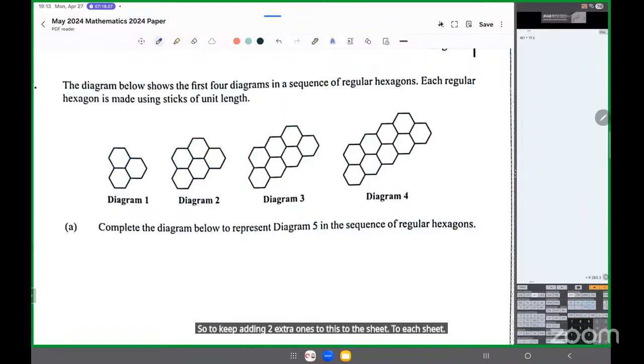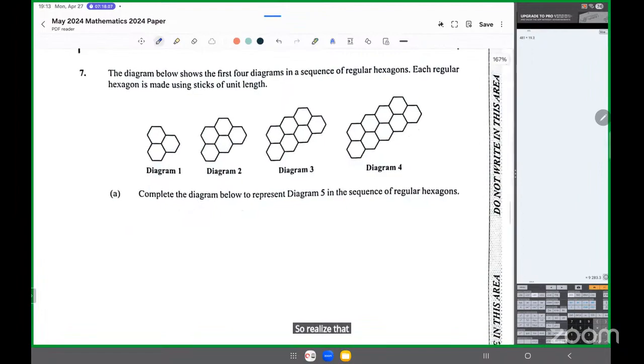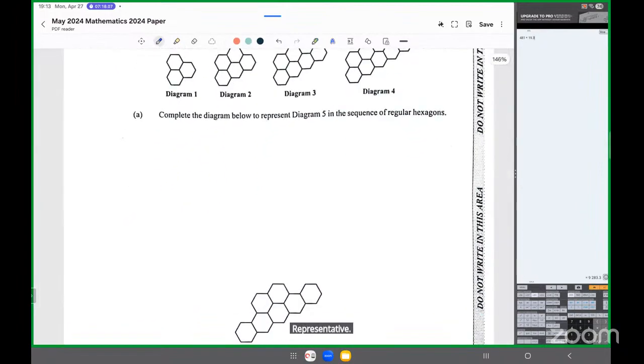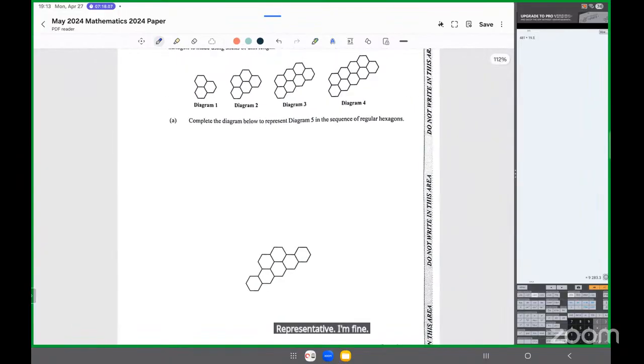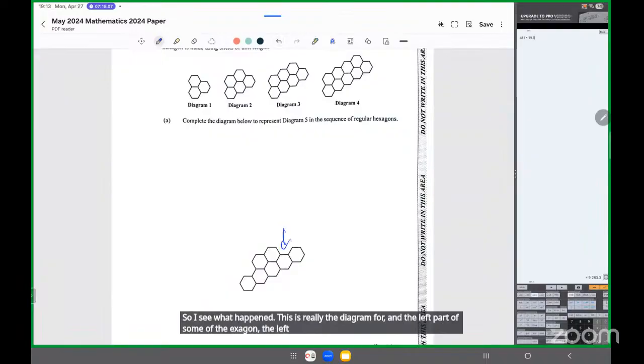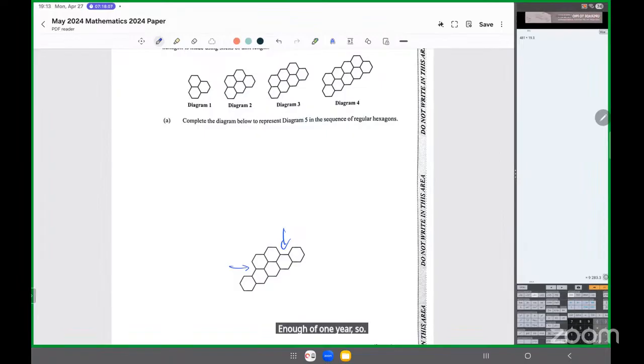So realize that. The question now says, complete the diagram below to represent diagram 5. So you see what happened now? This is really diagram 4, but they left off some of the hexagons. They left off one here, and one there. We put back those two first, and then add on what we're supposed to add on. You get me? All right.